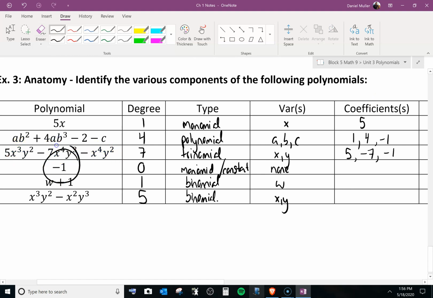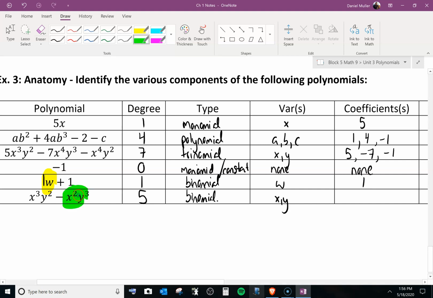So in this one, there are no letters. Therefore, I cannot have any coefficients. So there's no variables. See, we wrote there are none. So if there's no variables, there can't be any numbers in front of a variable. Now you look at the variables. There's only the w there. What number is in front of that? Just a 1. So we say the coefficient is a 1.